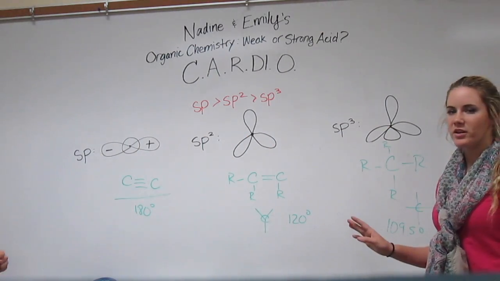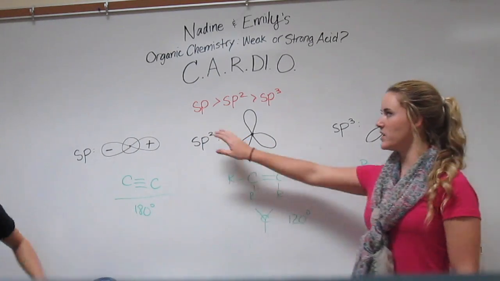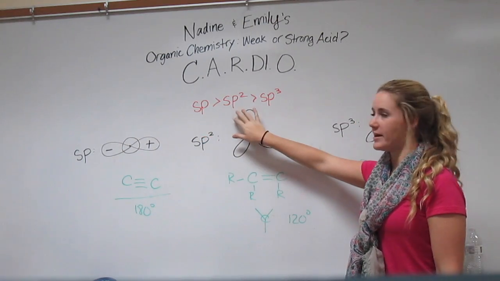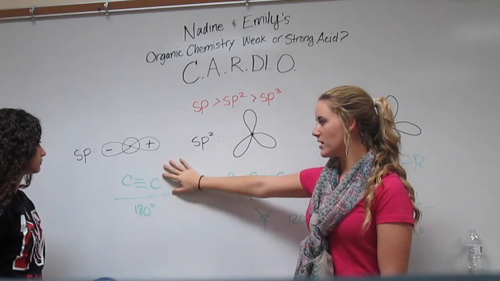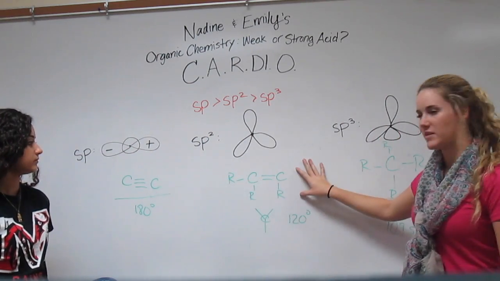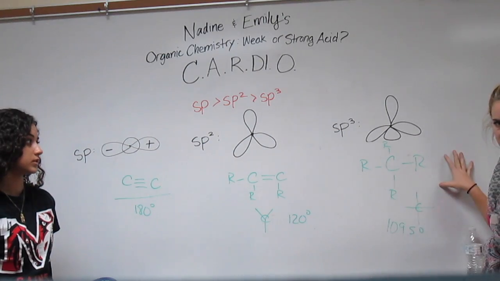In regards to orbitals, sp is always going to be more acidic than an sp2 molecule, which is more acidic than an sp3 molecule. So something like this is going to be more acidic than something like this, which will be more acidic than something like this.